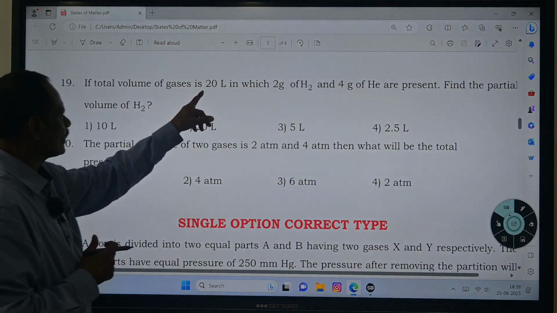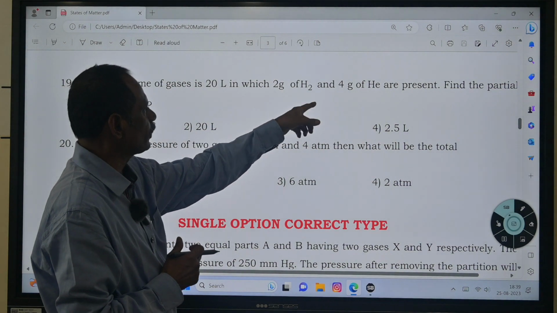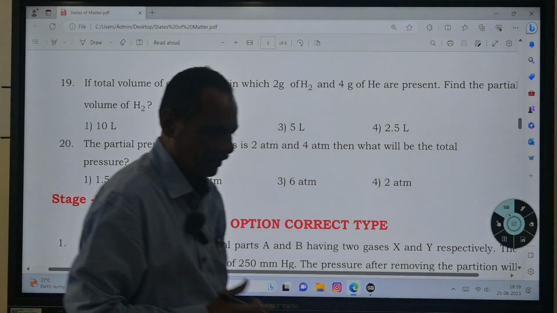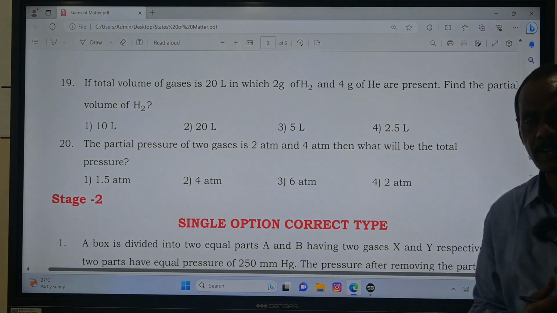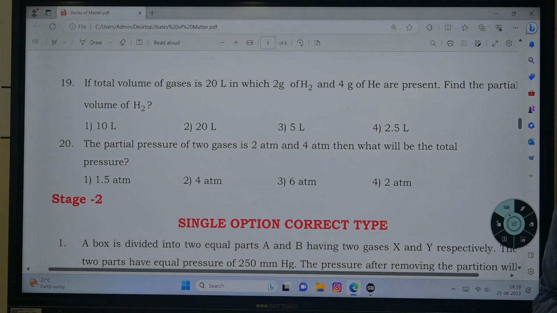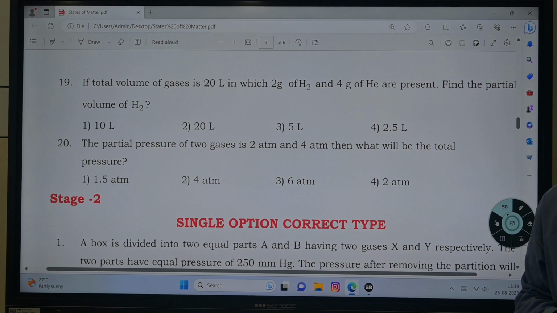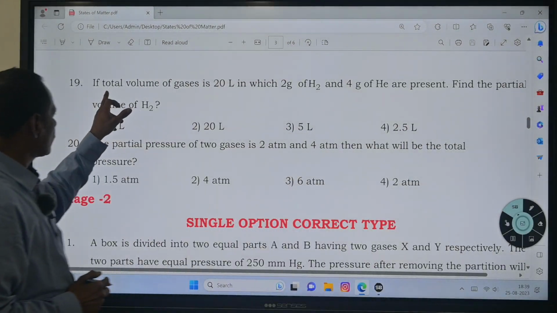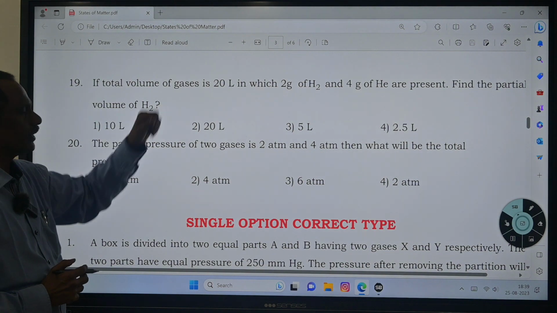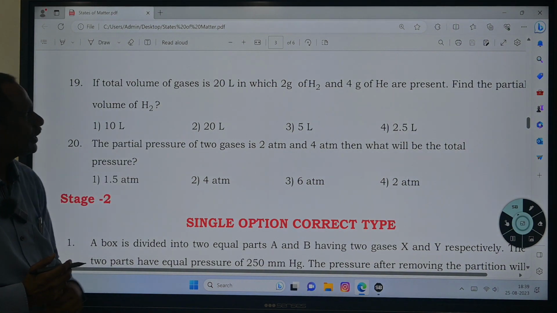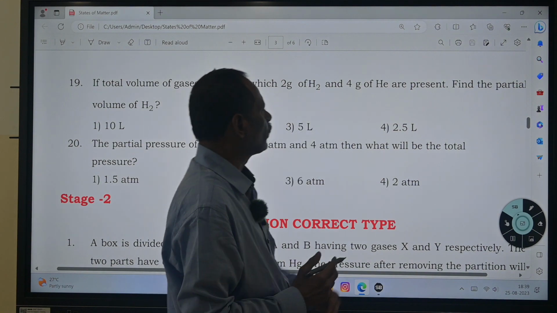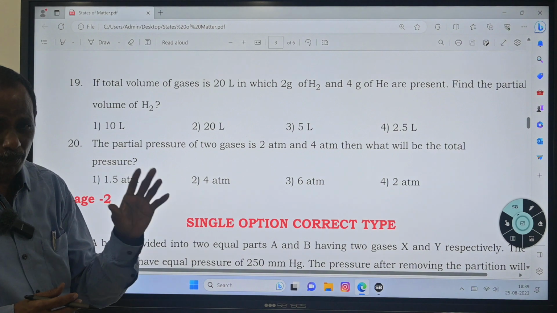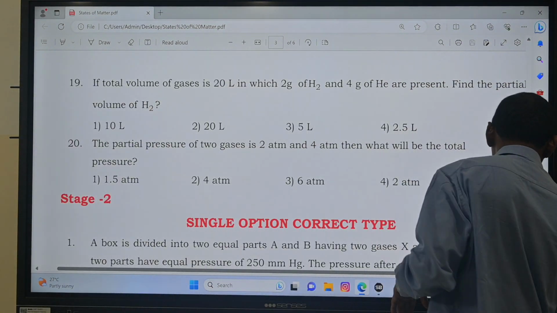Next, question number 19. If the total volume of a gas mixture is 20 liters, in which 2 grams of hydrogen and 4 grams of helium are present, find the partial volume of hydrogen. Friends, instead of partial pressure, partial volume is asked here. Instead of total pressure, total volume is given. Total volume is 20 liters.